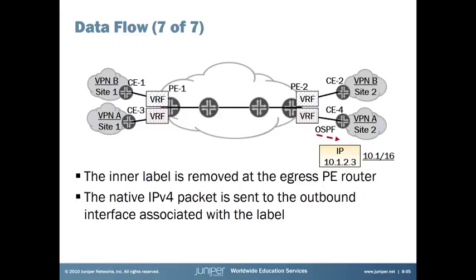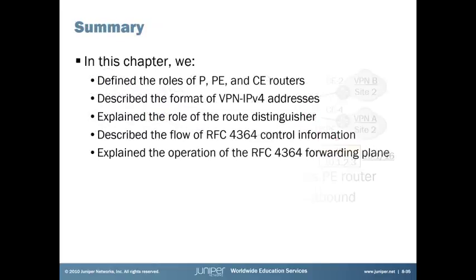So within the MPLS table, the next hop for that label value is the interface in the VRF table that connects to the CE. And that is the next hop. So the label is removed, the label is popped, and the native packet is forwarded to that interface down to the CE.